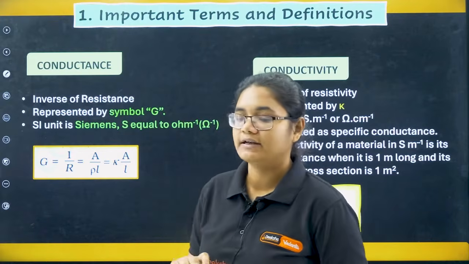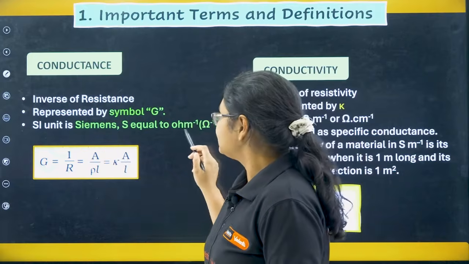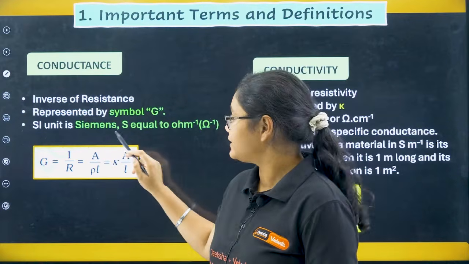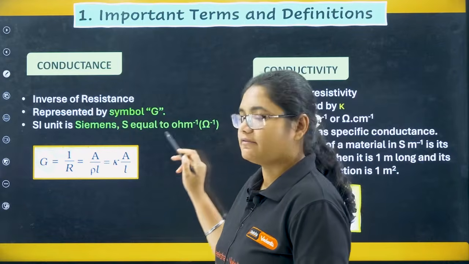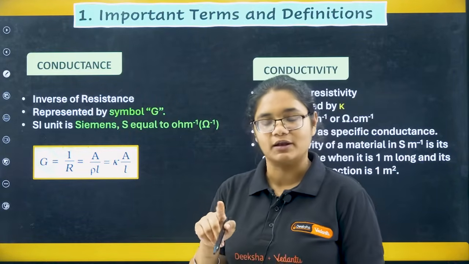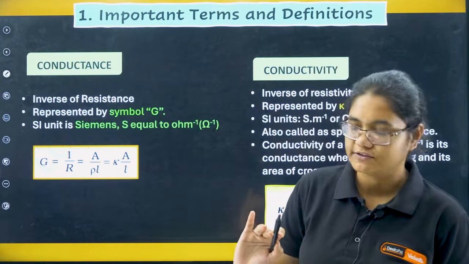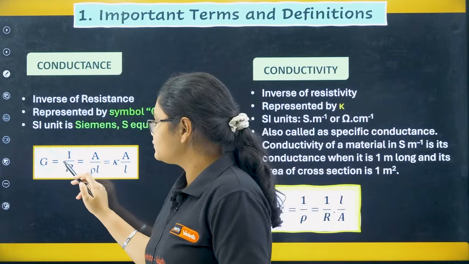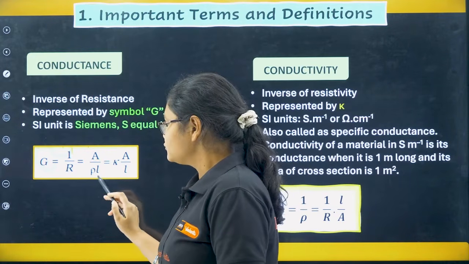This is important. It is denoted by symbol G, and its unit is Siemens, which we write as S, and it is equal to ohm inverse. Inverse of resistance, 1 by R or 1 by ohm, so that is ohm inverse or omega inverse. So you can write G is equal to 1 by R, and the formula of R is rho L by A.